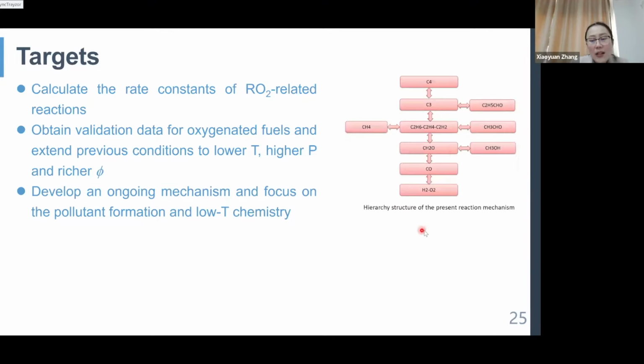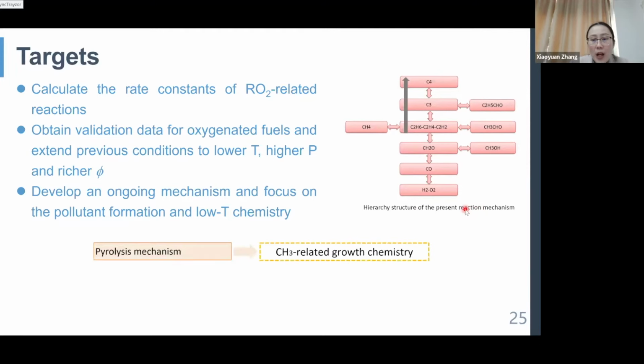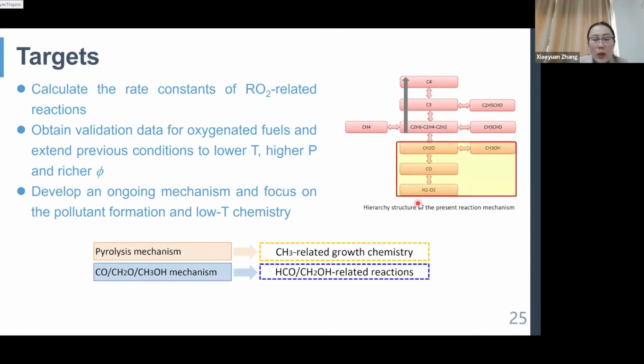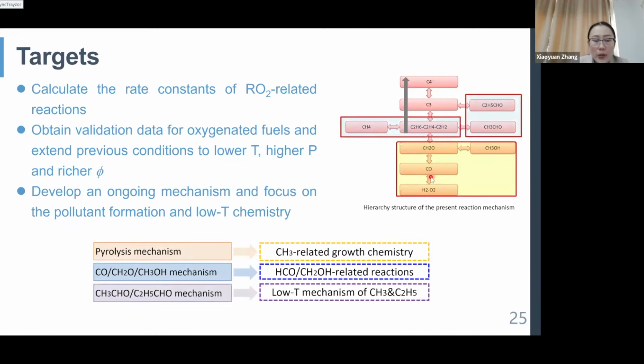This is the hierarchy structure of the present base model. First of all, we will focus on the pyrolysis mechanism of methyl radicals, and then we will focus on the base mechanism of CO, CH2O, and methyl mechanism. Thirdly, we will focus on the sub-mechanisms of acetaldehyde and propanol, focusing on the low temperature chemistry of methyl and ethyl radicals.